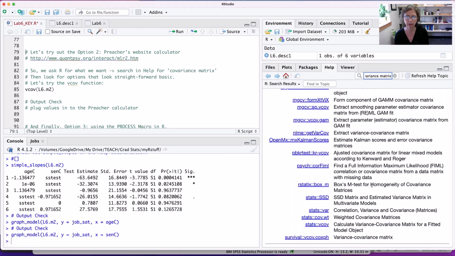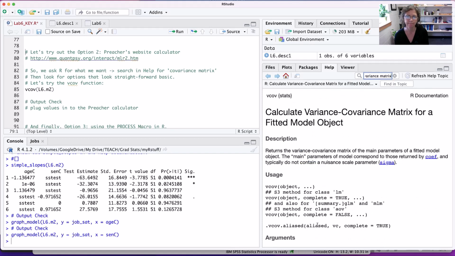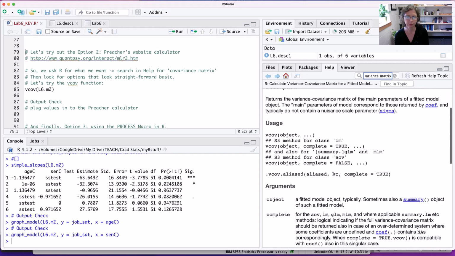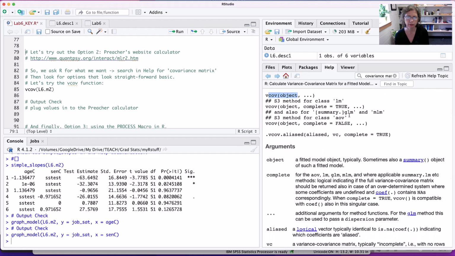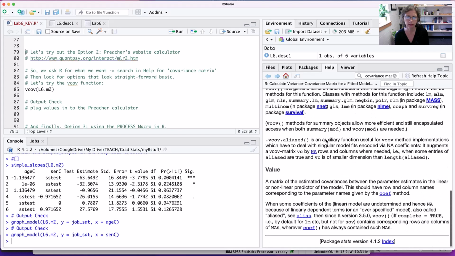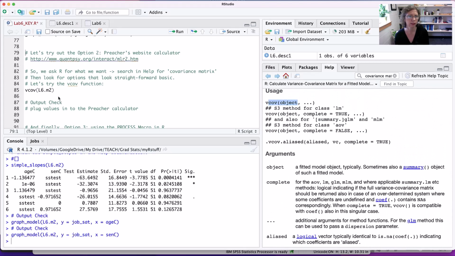So looking down, this one called stats, that package is a base package of ours, so you don't even have to add anything new. So let's go check out that, because it says variance covariance matrix for a fitted model object. And that's what we have, a fitted model. We go there. It says just do vcov object. And you can use it for some other things. Okay, and we'll try that.